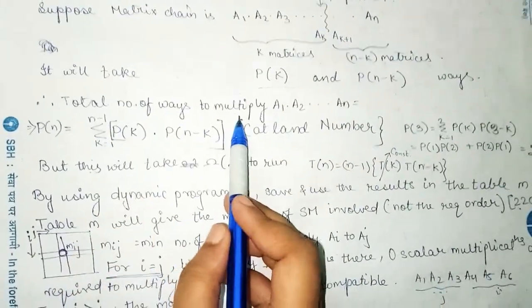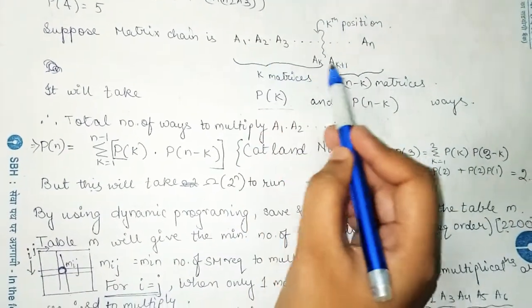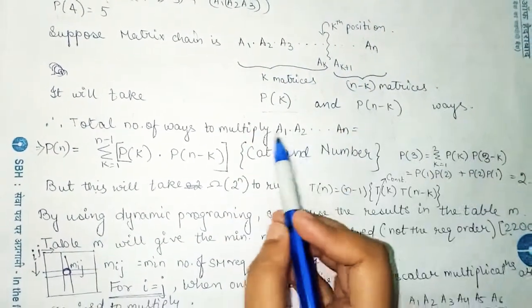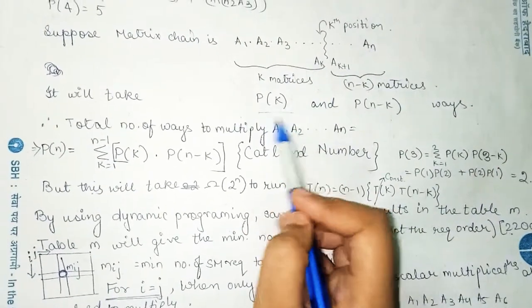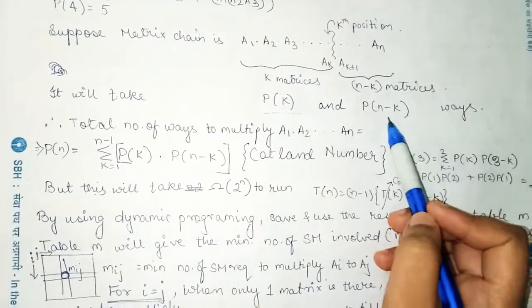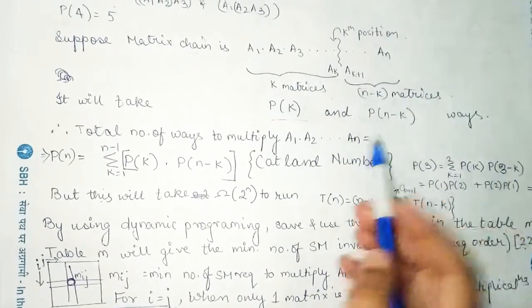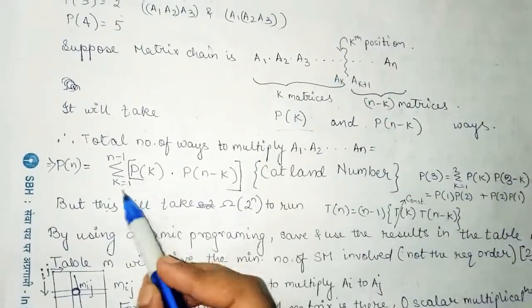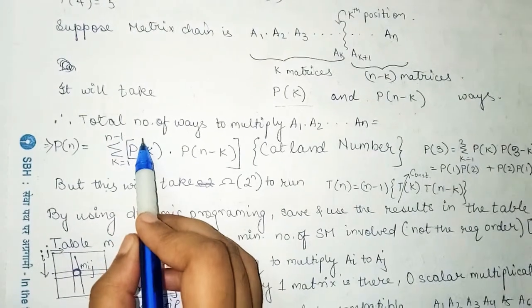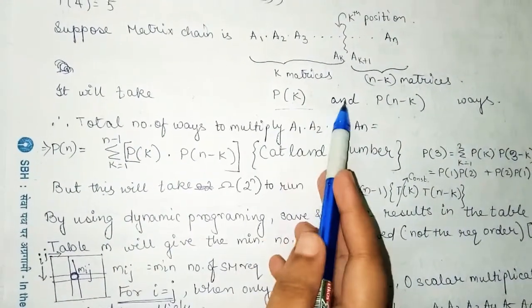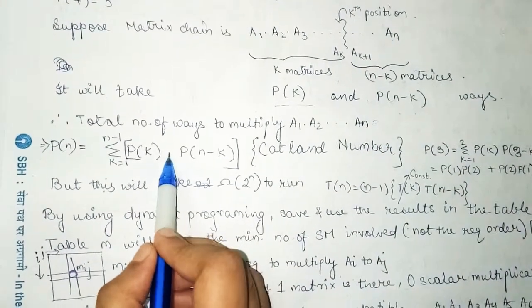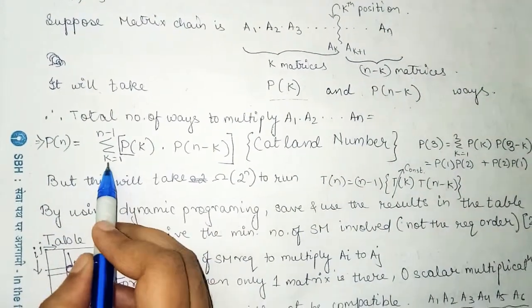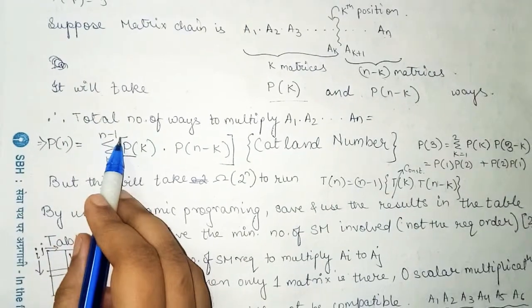So the total number of ways for multiplying this whole chain from A1 to An is the sum of the product of these number of ways and these number of ways, where k varies from 1 to n minus 1.